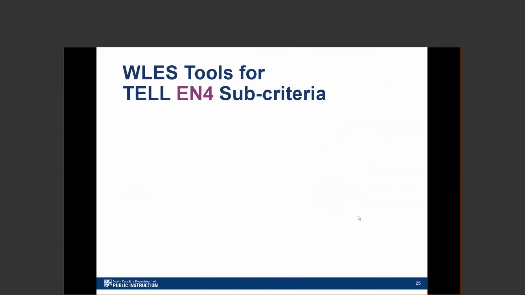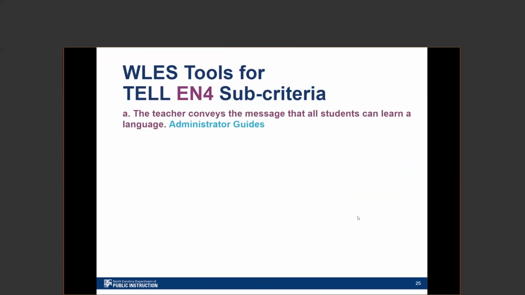So let's take a look at some of our tools for EN4 subcriteria. And I've just summed this up for the purposes of the webinar time that we have today. When we think about subcriteria A, about the teacher conveying a message that all students can learn a language, there are some things specifically in the administrator guides that might be helpful. Now we saw the weave graphic that kind of explains our standards from the administrator guides before, but the administrator guides are each 4 pages long. So there's a lot of material there that could help you as a teacher convey the message that all students can learn a language.